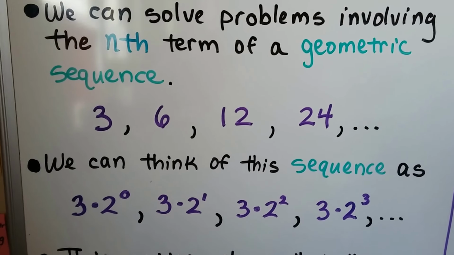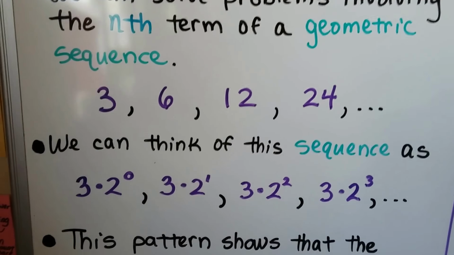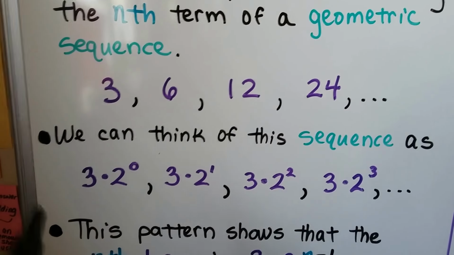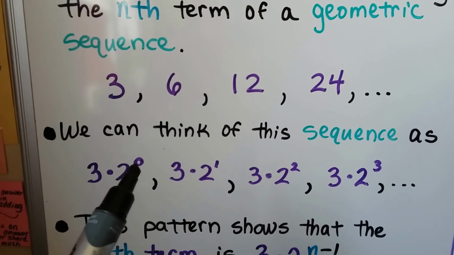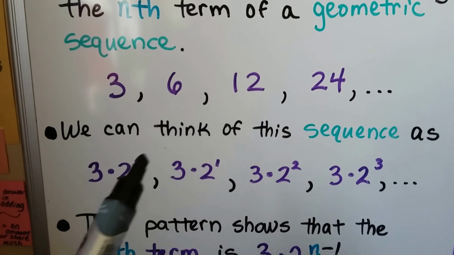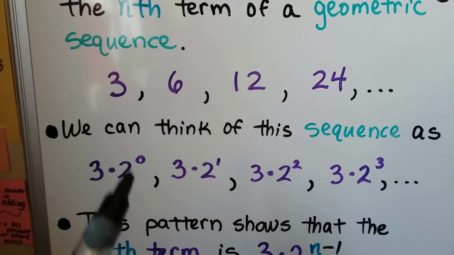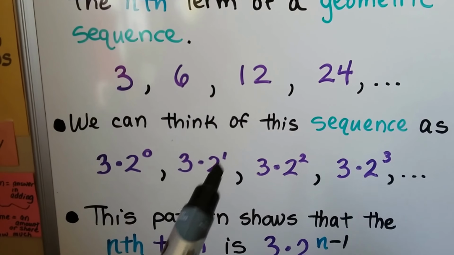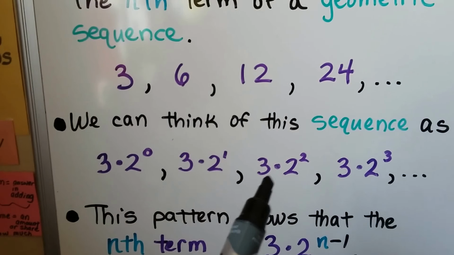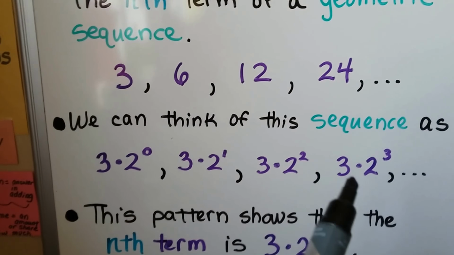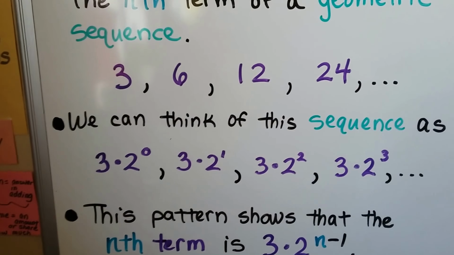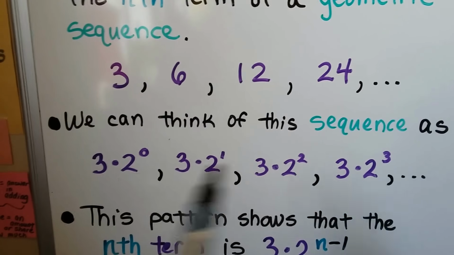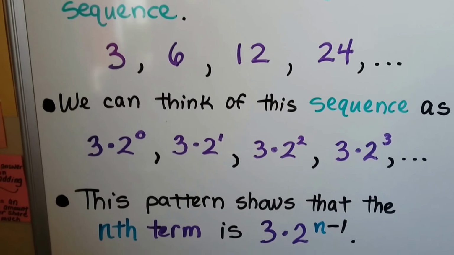Here we have 3, 6, 12, 24, and so on. We can think of this sequence as 3 times 2 to the 0 power, because remember, anything to the 0 exponent is a 1, so it's 3 times 1, isn't it? Here we've got a 6, so that's 3 times 2 to the first power. We have a 12, that's 3 times 2 to the second power. See what's happening? Now we have 3 times 2 to the third power. So remember this because we're going to use this, all right?